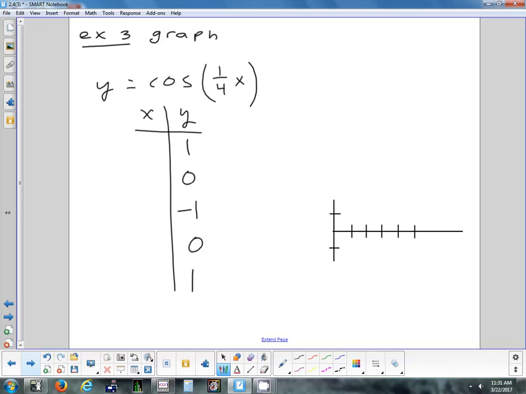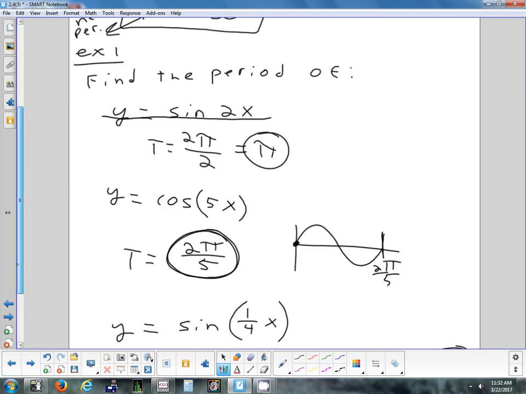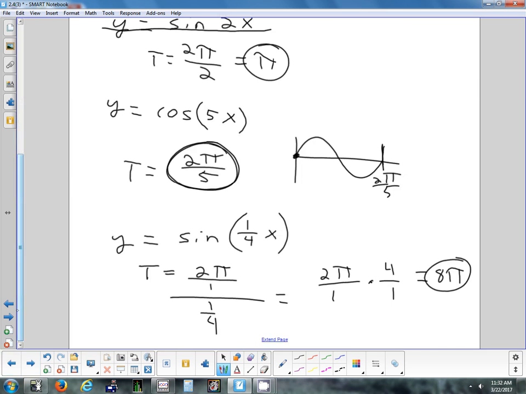Okay, first x value is always 0. And earlier in the notes, when I had a 1/4 in front of x, anybody remember what the period came out to? Yeah, 8 pi. Okay, we did that one right here. So that's all the arithmetic for how it comes out to 8 pi.